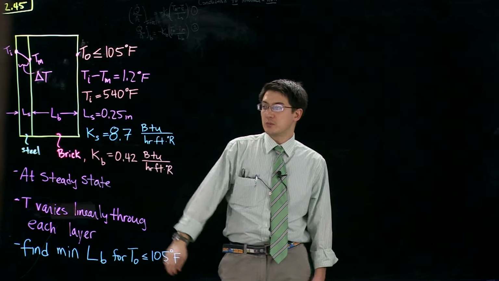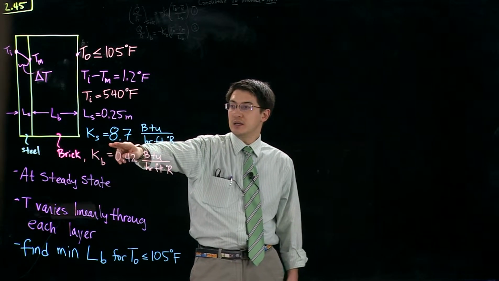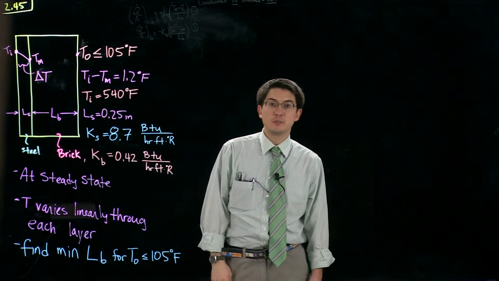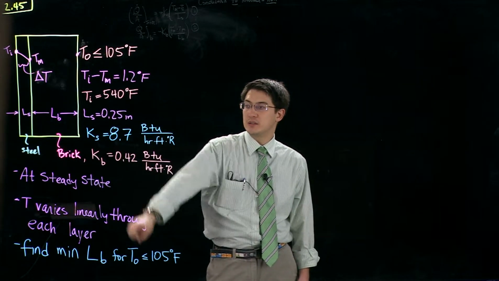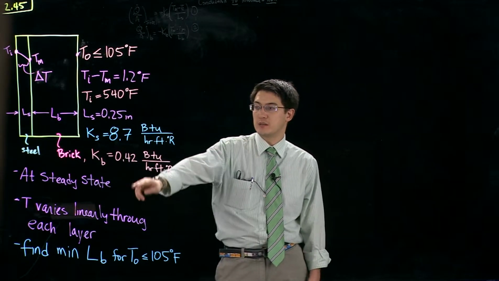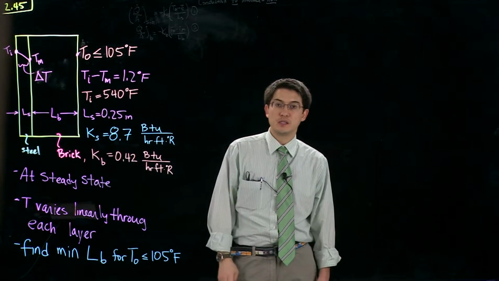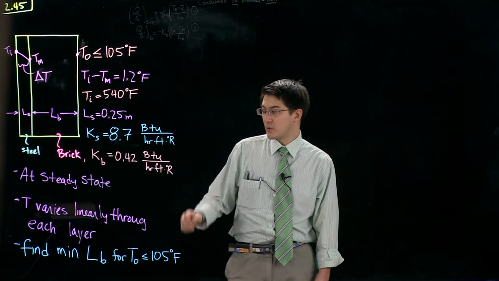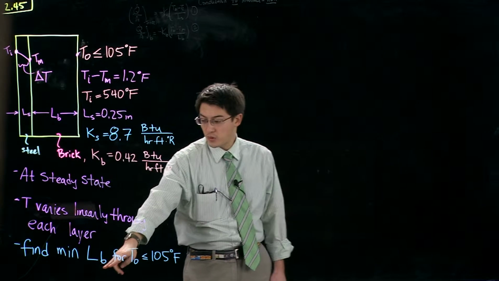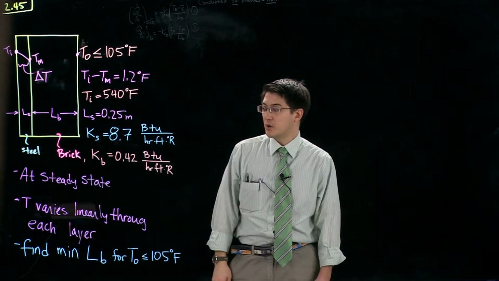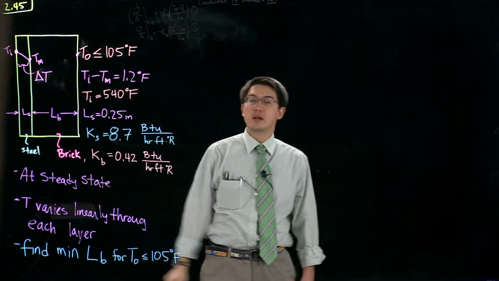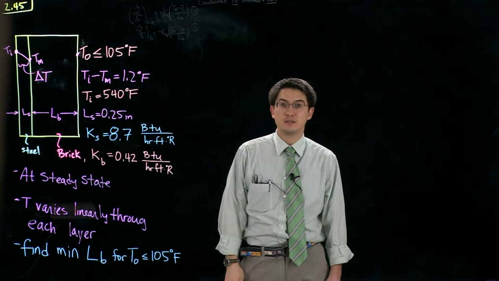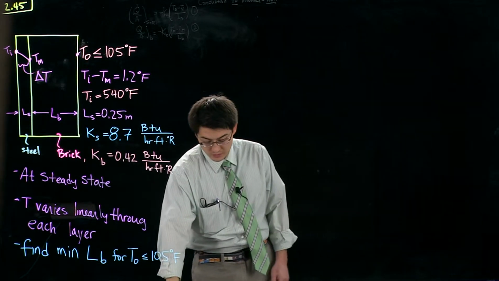We're given the thermal conductivity of the steel as 8.7 BTU per hour foot degree Rankine, and we're given the thermal conductivity of the brick as 0.42 BTU per hour foot degree Rankine. All right, so we're looking for the thickness of the brick that will give us this temperature on the outside wall no greater than 105 degrees Fahrenheit. So how do we start here?